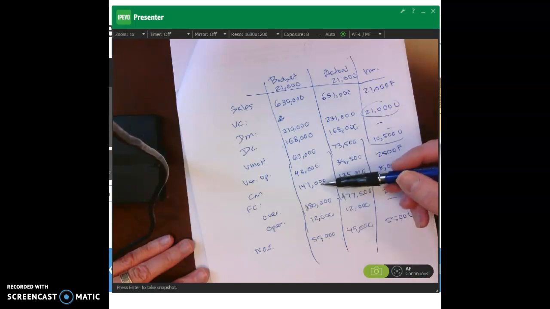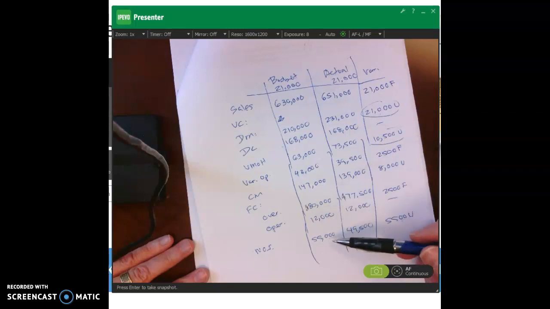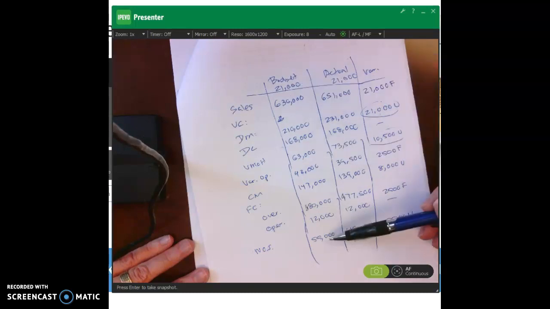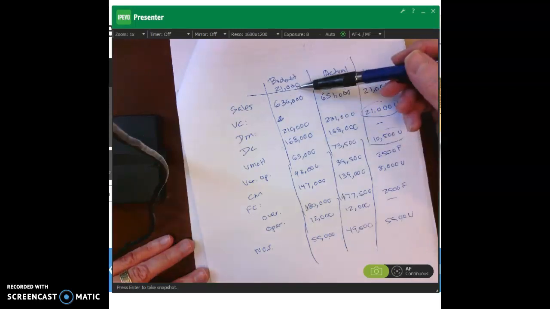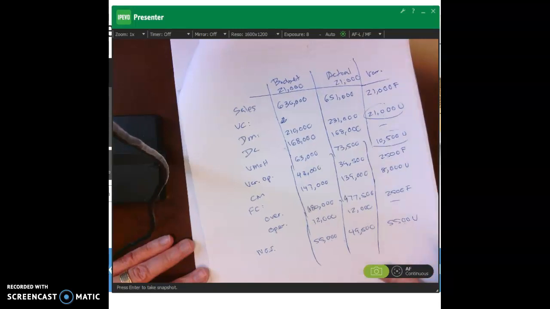Then we can take our contribution margin, subtract out our fixed expenses. That gives us our income from operations right over here. We say our budgeted 55,000, but we actually only made 49,500. Another way to look at this is we should have made $55,000 at 21,000 units. We only made 49,500 at 21,000 units. $5,500 is the difference, and it's unfavorable.